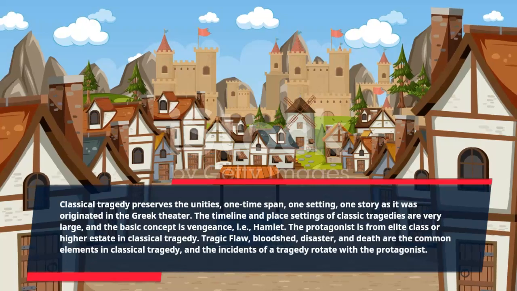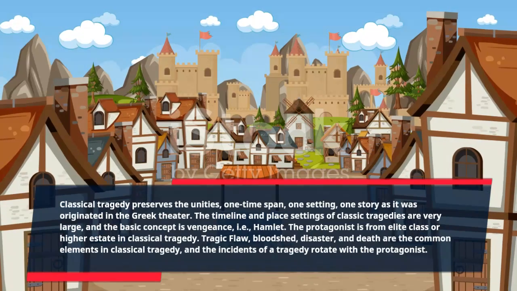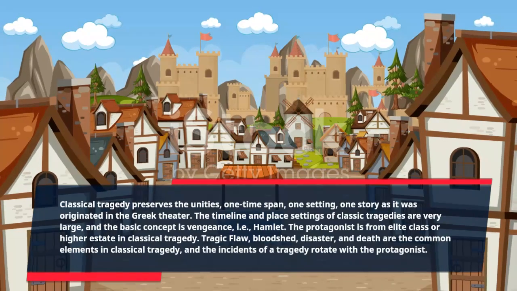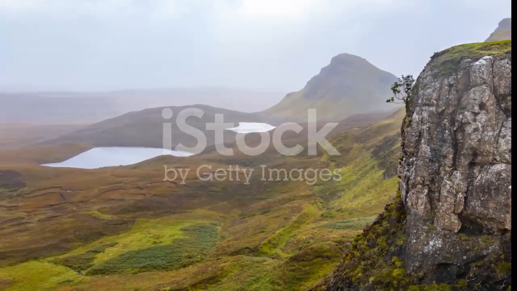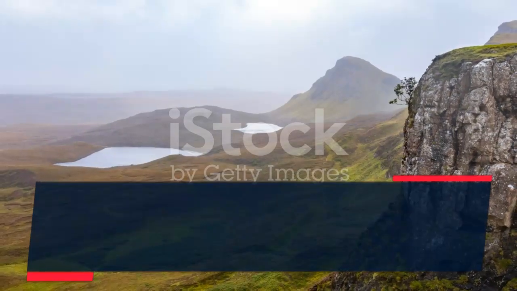Tragic flaw, bloodshed, disaster, and death are the common elements in classical tragedy, and the incidents of a tragedy rotate with the protagonist. The classic tragedy is full of violence and on-stage death, for example, Macbeth.